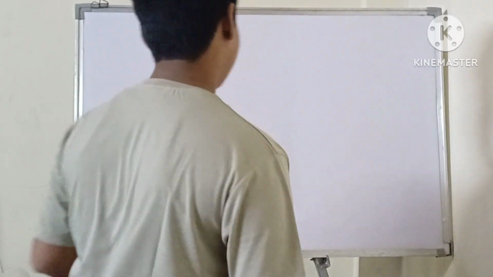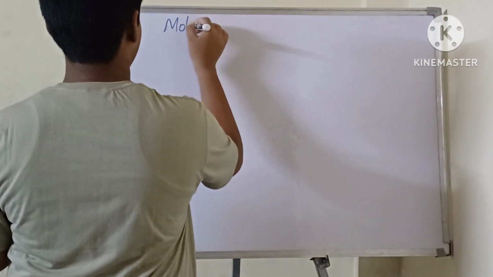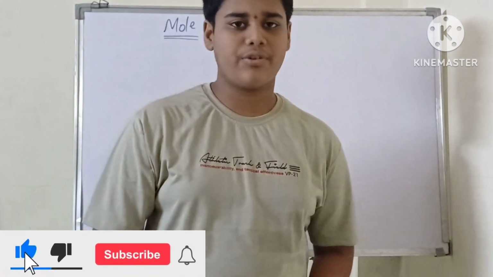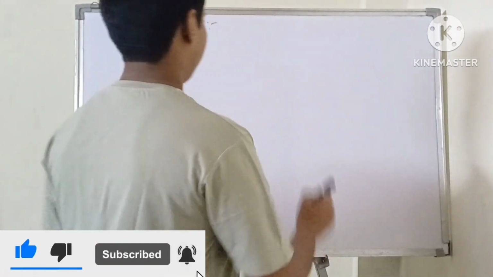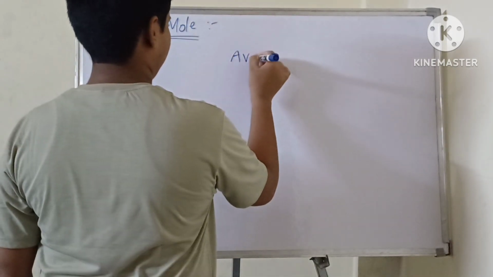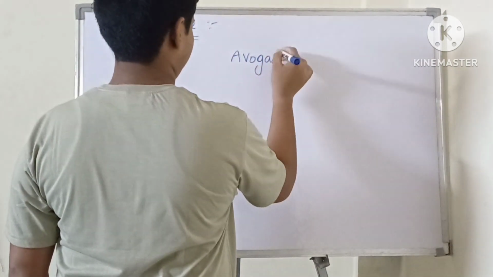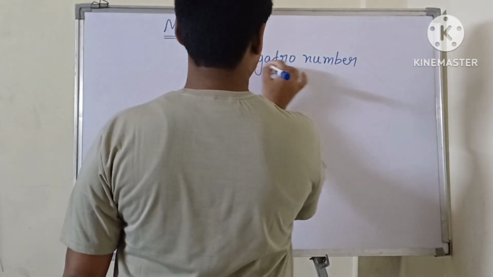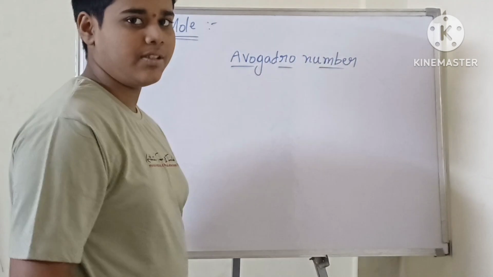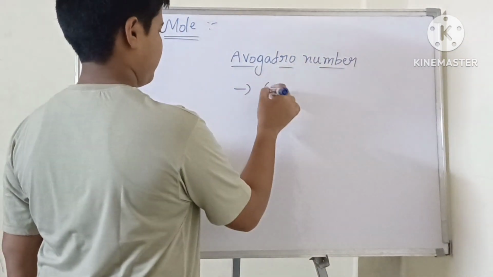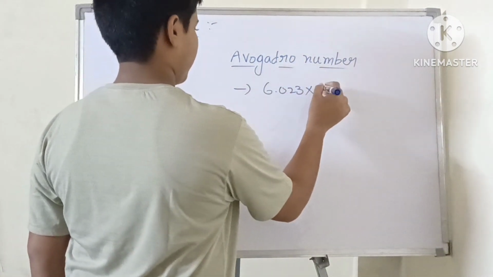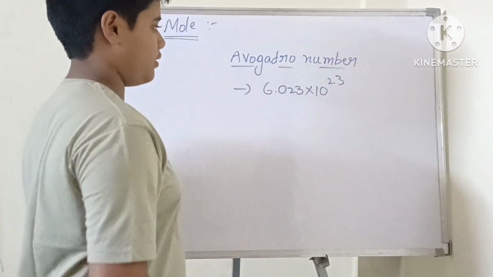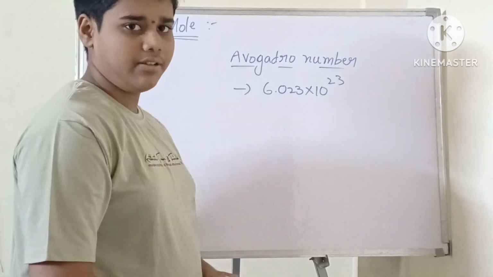Today I will explain about mole. So here, what is mole? Before going to mole, we have to know about one of the things: Avogadro number. So here, what is Avogadro number? Avogadro number is 6.023 into 10 power 23. It is the Avogadro number.